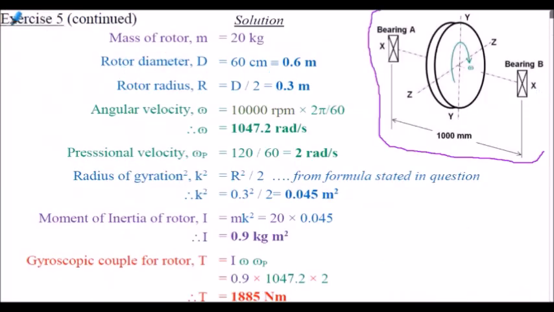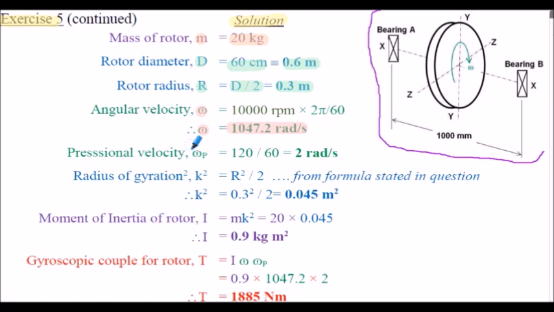So exercise 5, here's the solution. So extracting the information from the question, the mass of the rotor was 20 kilograms. The rotor outside diameter is 60 centimeters, so that's 0.6 meters. And of course the outside radius is half the diameter, so 0.3 meters for the radius. The angular velocity, omega, was 10,000 rpm in the question. We need to convert that to radians per second, so that's 1047.2 radians per second.